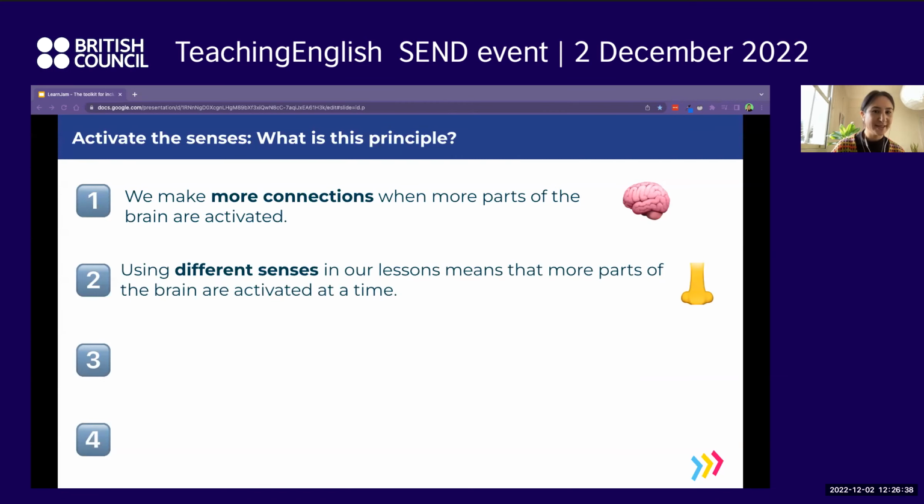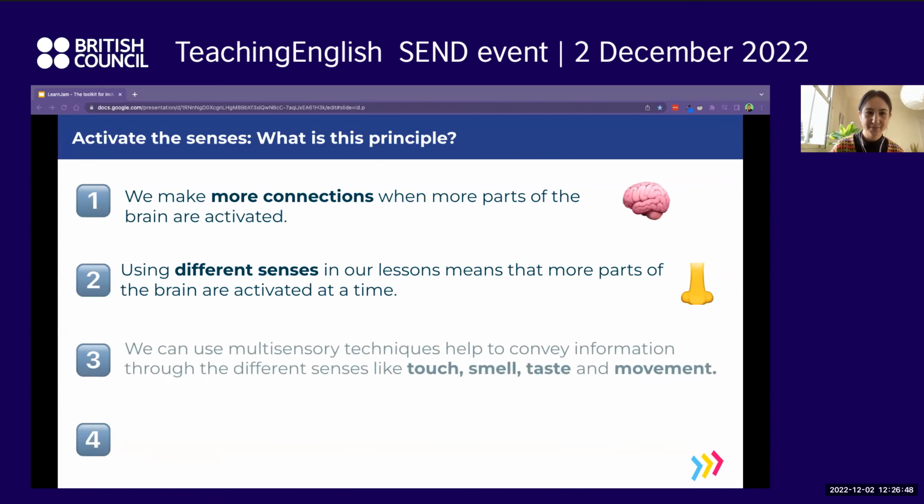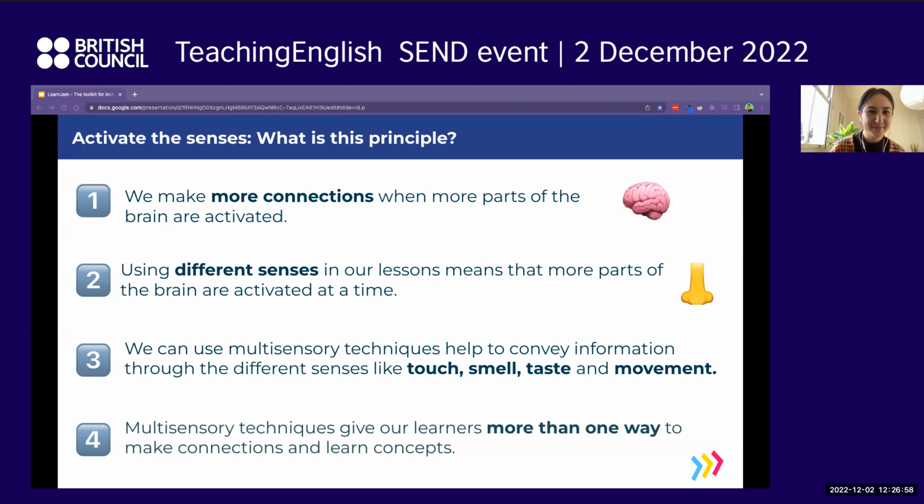Then using the different senses in our lessons means that more parts of the brain are activated at a time. So this is called multisensory learning or multisensory techniques. We can use multisensory techniques to help convey information through the different senses like touch, smell, taste, and movement. And multisensory techniques give our learners more than one way to make connections and learn concepts.